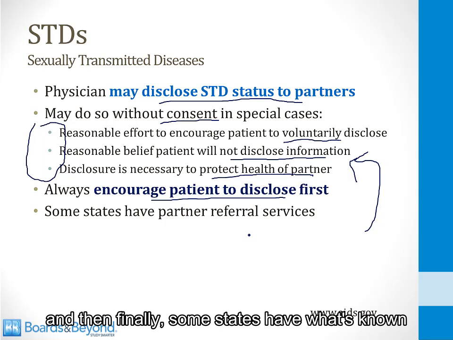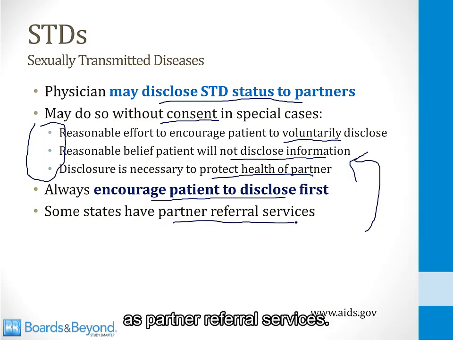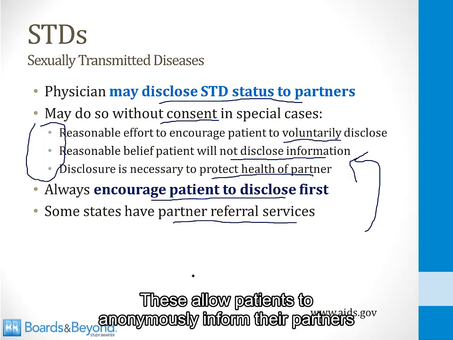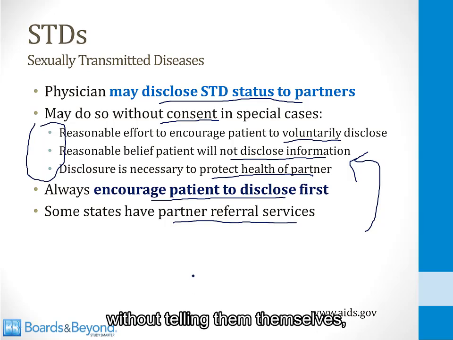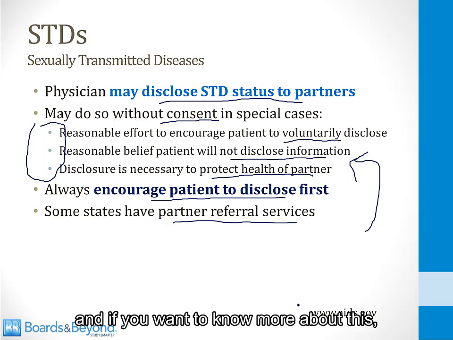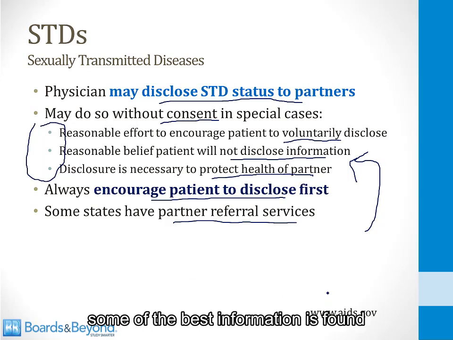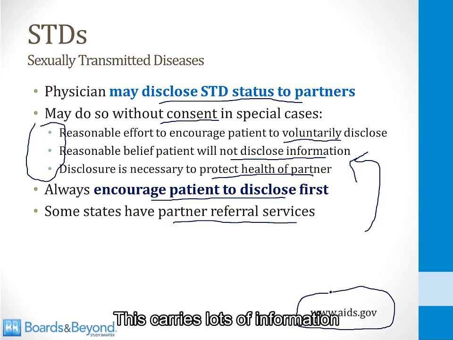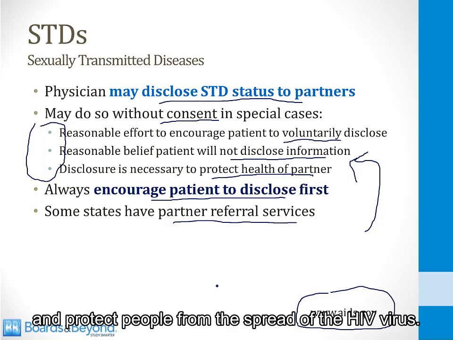And then finally, some states have what's known as partner referral services. These allow patients to anonymously inform their partners without telling them themselves. And if you want to know more about this, some of the best information is found on the web at aids.gov. This carries lots of information about how to inform partners and protect people from the spread of the HIV virus.